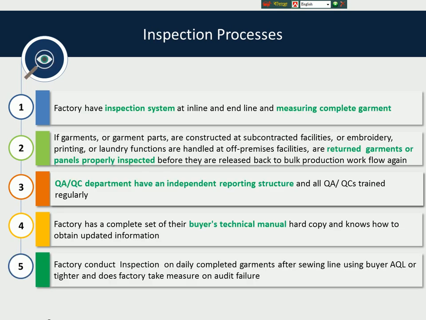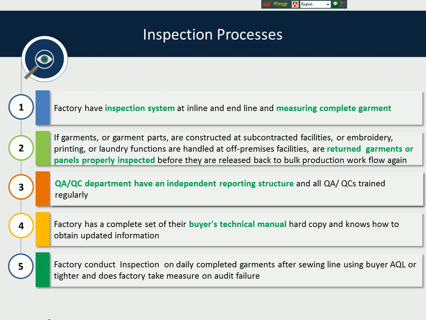Inspection process. Factory has inspection system at inline and end-line, measuring complete garment. If garments or garment parts are constructed at subcontracted facilities, or embroidery, printing or laundry functions are handled at off-premises facilities, are returned garments or panels properly inspected before they are released back to bulk production workflow again. QA/QC department has an independent reporting structure and all QA/QC are trained regularly.